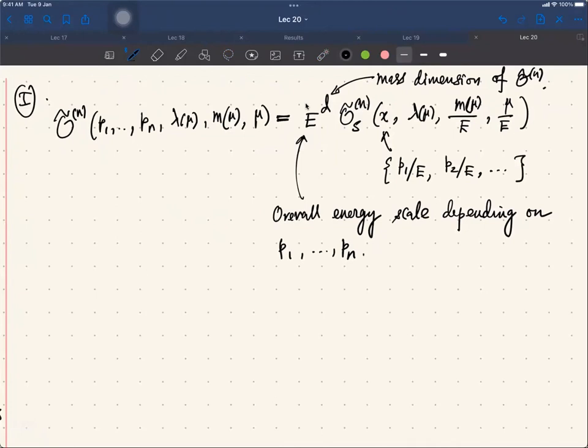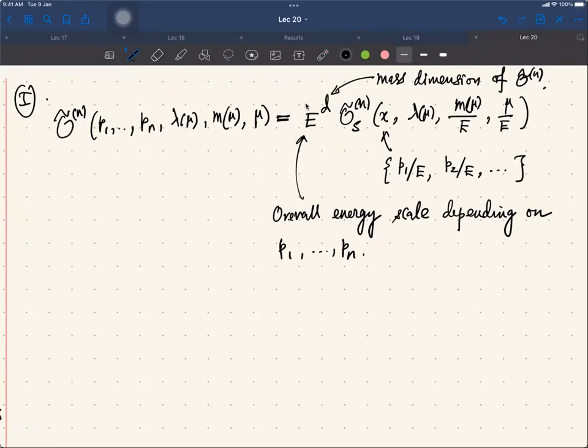For example, if you are looking at a scattering experiment, then the scattering cross section will have an energy scale involved, say for example the center of momentum energy of the process. This is the energy scale at which the experiment is being done. And once you identify that, you can scale that energy scale out of the quantity.